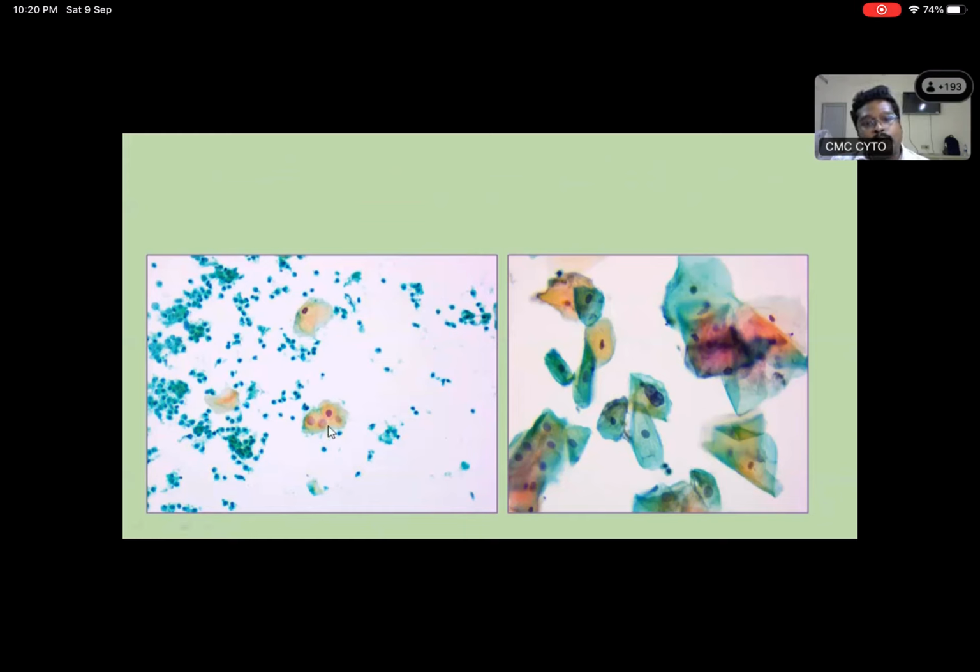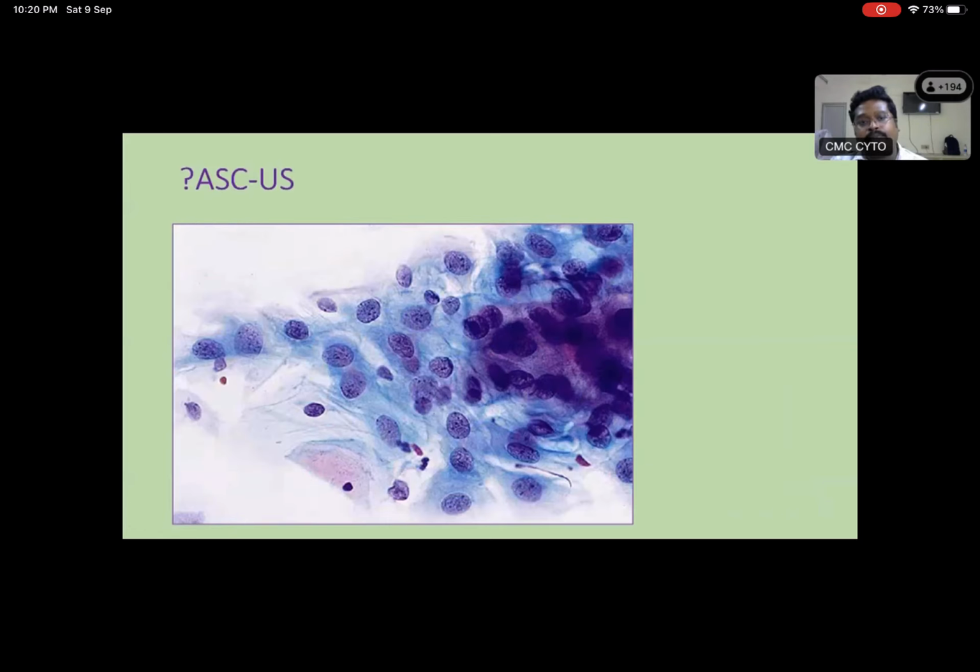What about this cluster? You can see there is some nuclear enlargement and there is some nuclear membrane irregularity, but not enough to call it an LSIL cell. Similarly here also, maybe this one cell is there with some kind of a vacuole, some nuclear enlargement, but not enough to qualify for an LSIL.